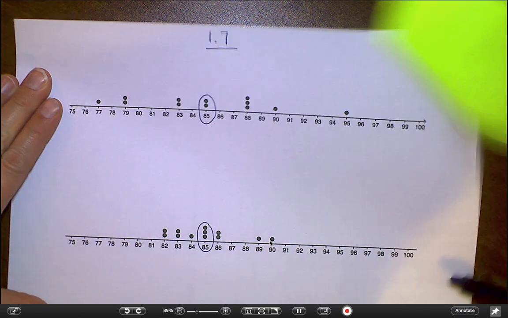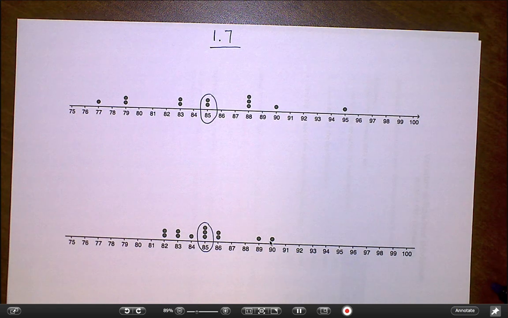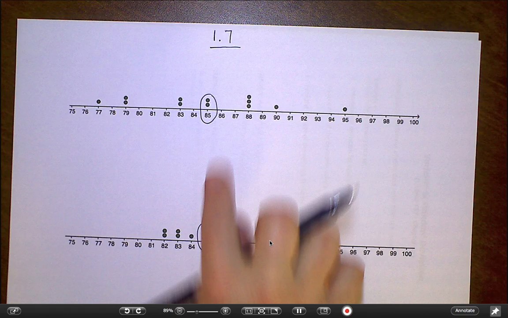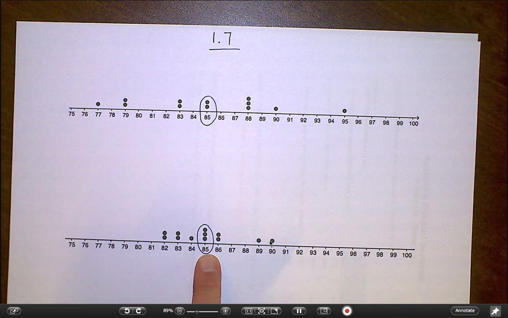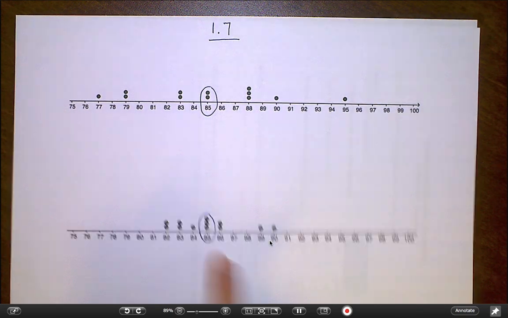Okay, so like I said, these two data sets, let's imagine these are test scores, and I think there's 10 points in each data set. No, 12 points in each data set. But I promise you, 85 is the mean for both of them. I worked it out that way, okay?